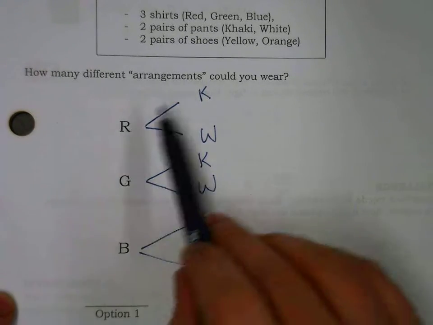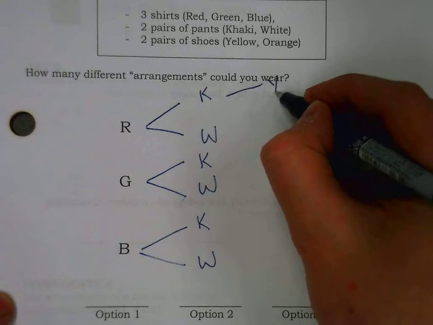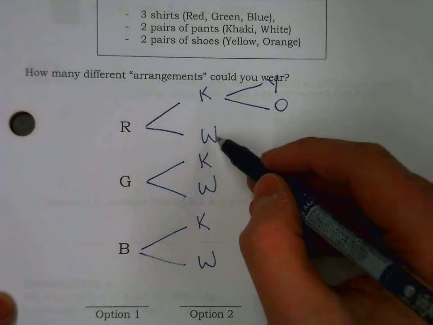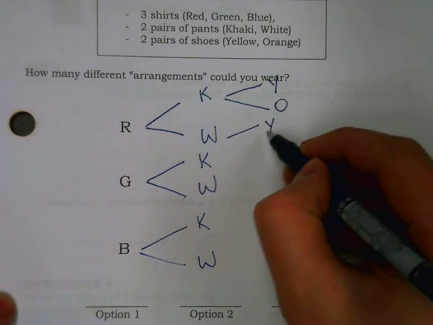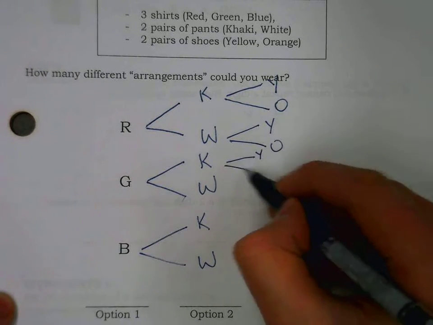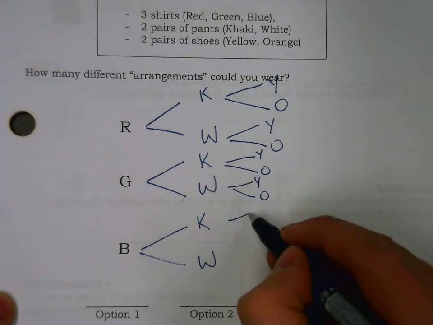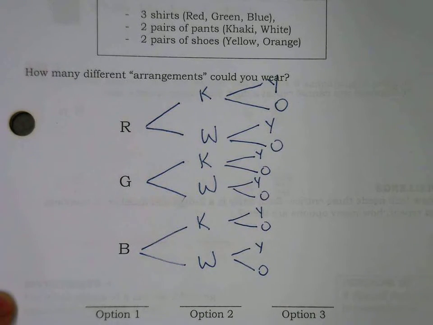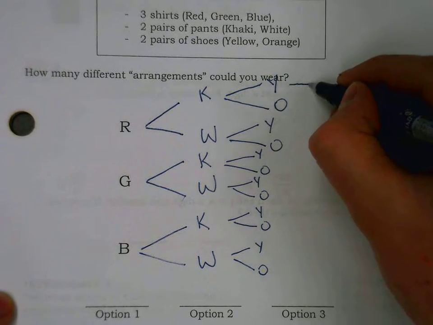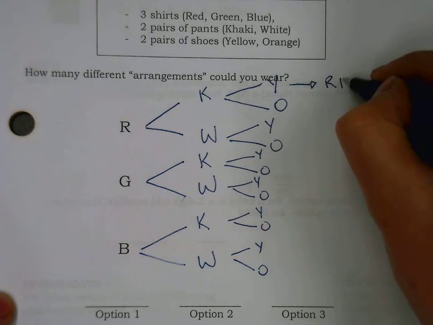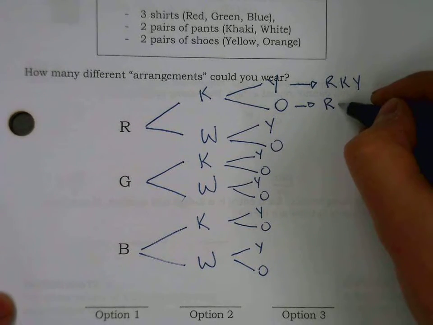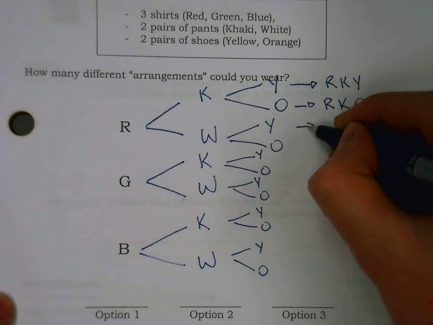Now, you could be wearing a red shirt and khakis, and a yellow pair of shoes, or an orange pair of shoes. Similarly, from your red shirt, white pants, be wearing yellow and orange. Continuing with yellow and orange a few more times gives us a whole bunch of branches in this visual organizer. So if we put these together, we could be wearing red shirt, khakis, yellow shoes. We could be wearing red shirt, khakis, orange shoes, and so on.